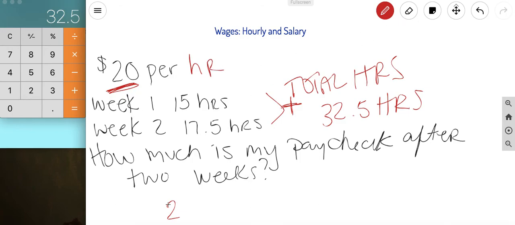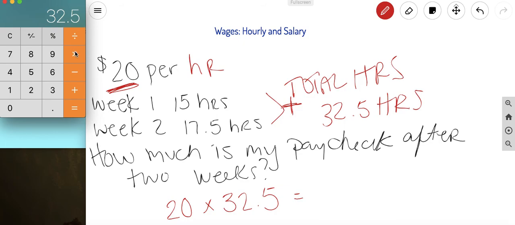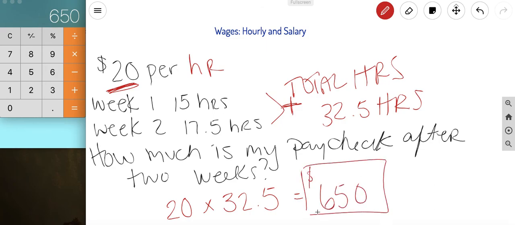So we take our hourly rate, $20, and we're going to multiply it by our total hours, which comes out to be 32.5. And that means that we made $650 for those 2 weeks. Okay, so that's all we're going to do today. And then on Wednesday, we're going to start elaborating on this. But I want to make sure that we understand this basics.